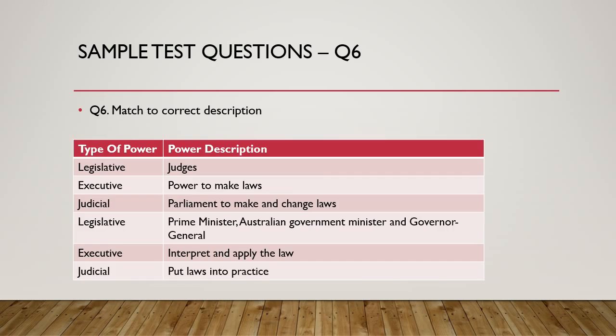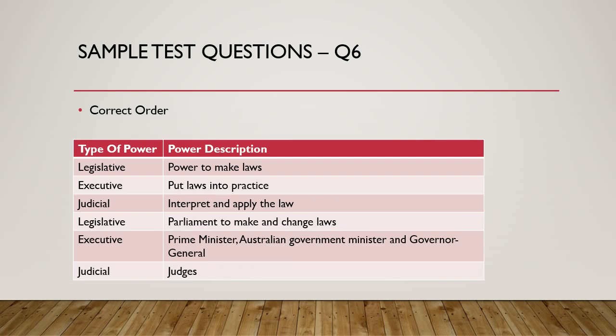So question 6, there are types of power and power descriptions. Types of power: legislative, executive, judicial, and then there are some power descriptions, so you have to match them to the correct order. So the next page shows the correct order. Legislative, the power to make laws. Executive, put laws into practice. Judicial, interpret and apply the law. Legislative, parliament to make and change the laws. Executive, prime minister, Australian government minister and governor general, and judicial, judges.